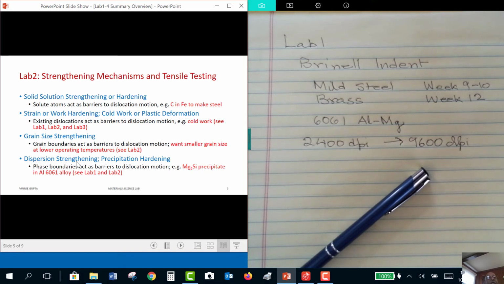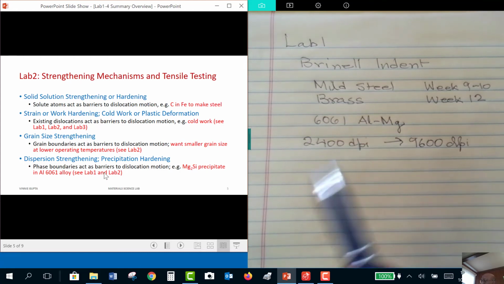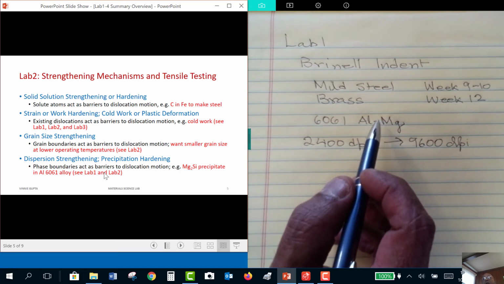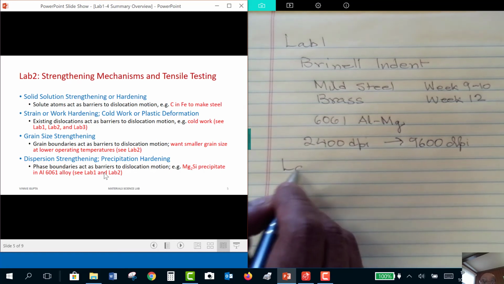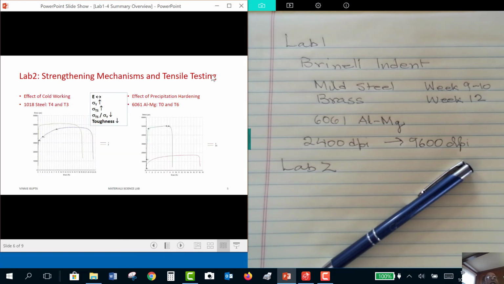And then finally, we have dispersion strengthening. One of the forms of dispersion strengthening is precipitation hardening. In dispersion strengthening, what we do is we disperse a hard phase in a soft matrix to create barriers to dislocation motion. So for instance, in this lab, we'll be using 6061 alloy, which is precipitation hardenable. In lab 1, you just saw we used 6061 aluminum magnesium. So they can customize or precipitation harden it to whatever the customer wants in terms of hardness. So now in lab 2, based on strengthening mechanisms, what we did was tensile testing.